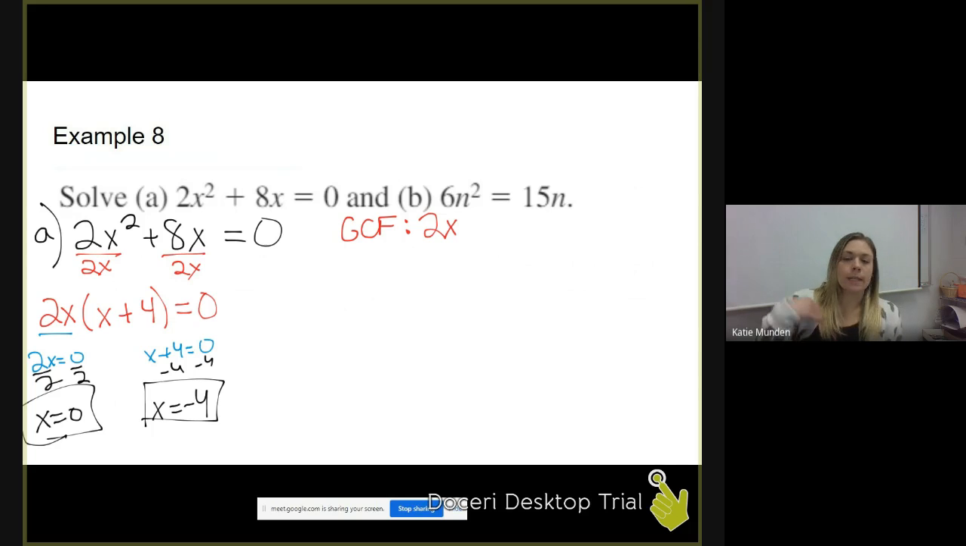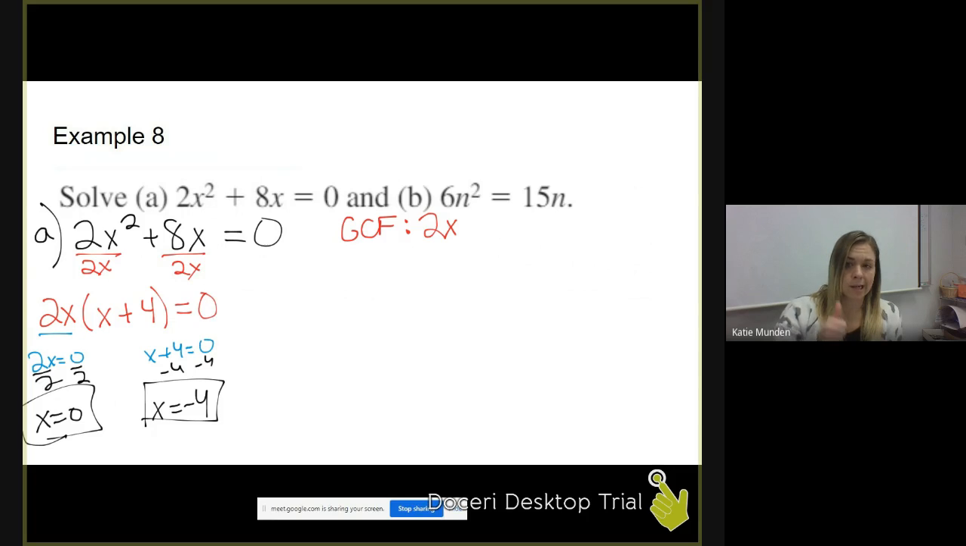Now, I really like to take it back to the top when I check my work on these. If you plug it in here, that's great, but I'm going to plug it in all the way up here. So when I plug a 0 in, 0 squared is 0, times 2 is 0, plus 8 times 0 is also 0. 0 plus 0 is 0.